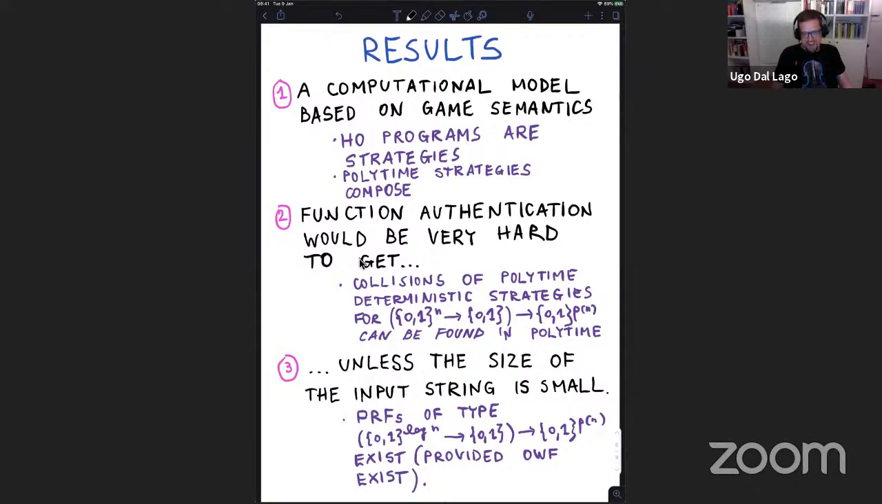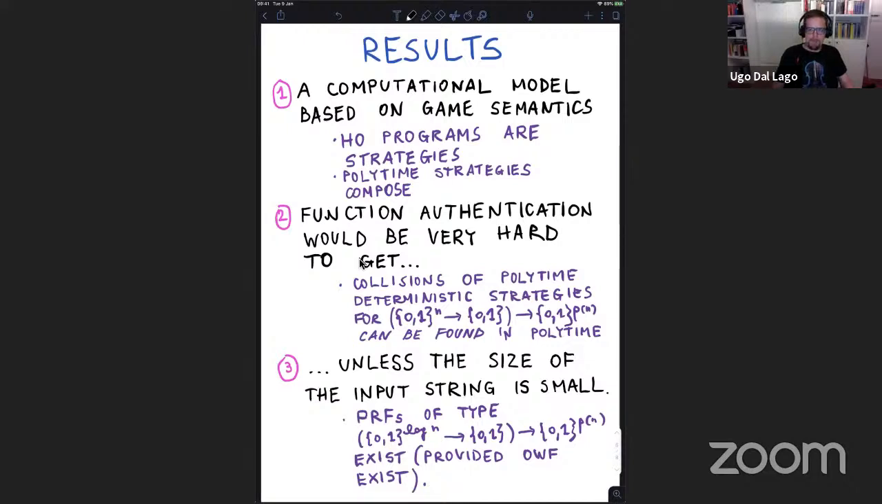Of course, there is a very high price to pay, namely that the authenticated function needs to be one which takes very short inputs, so inputs of logarithmic length. Which is, of course, a very high price to pay. But if you just go from logarithmic to linear, well, you get to point 2, and point 2 is a negative result. So this is the best we can get so far.